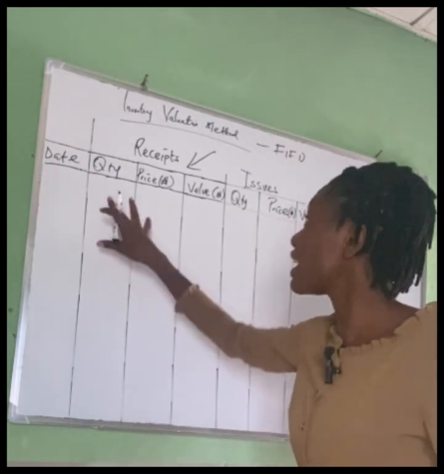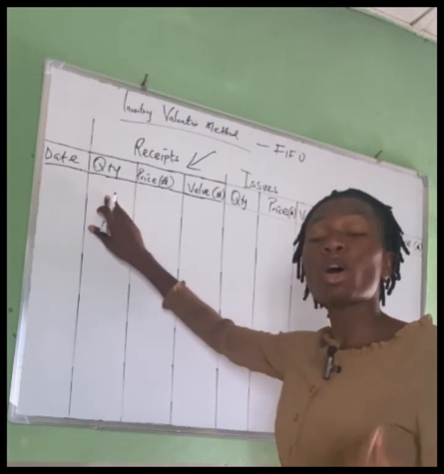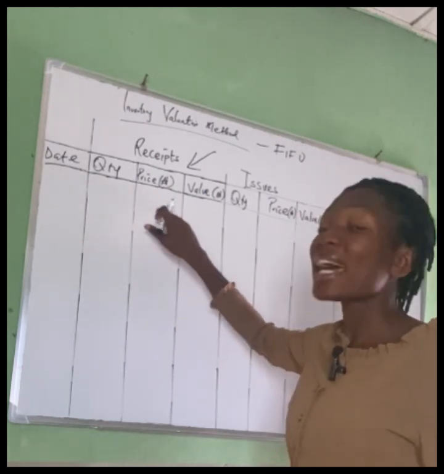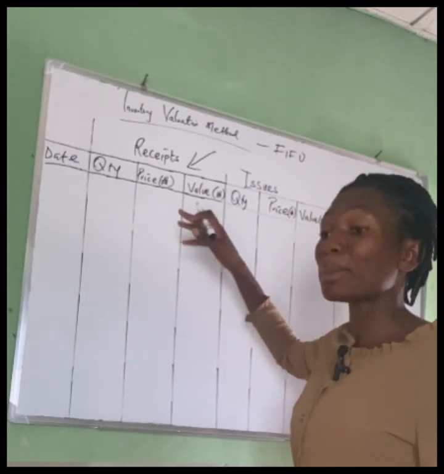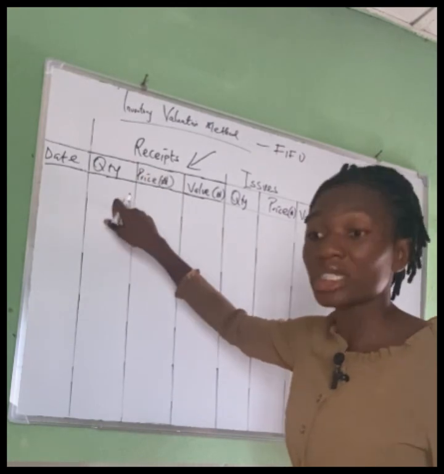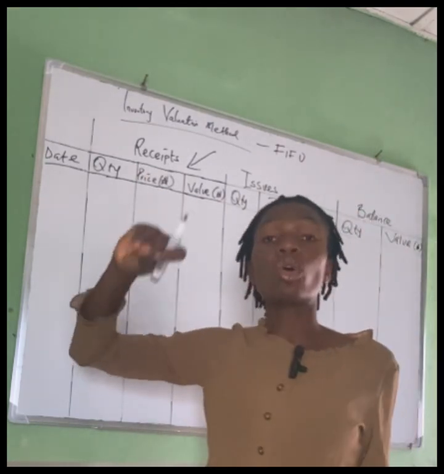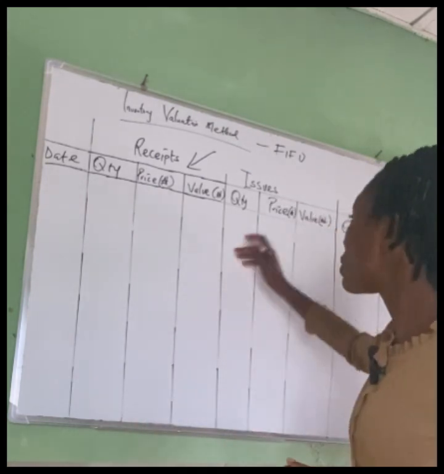So we are recording everything that has to do with receipts here. We record the quantity, the number of goods that were bought, then the price per unit, the unit price, and then the value. The value here is the sum total, that is, price times quantity. That means the sum total for all the goods that were bought, the total price. Are we there now?